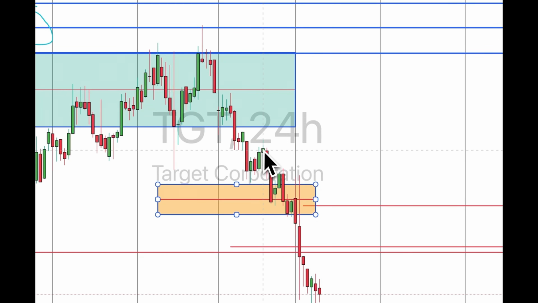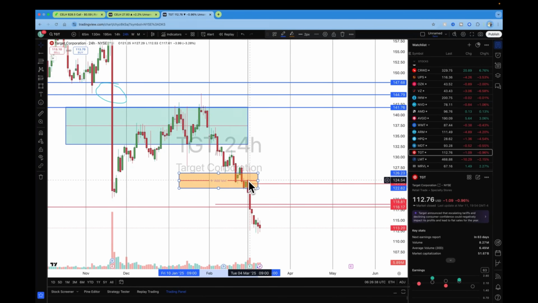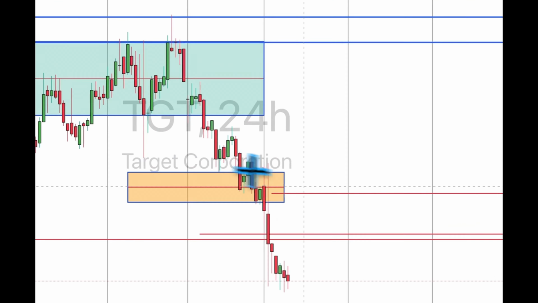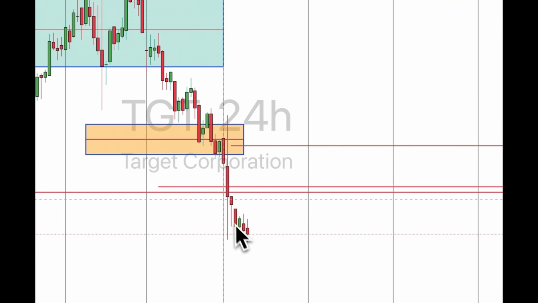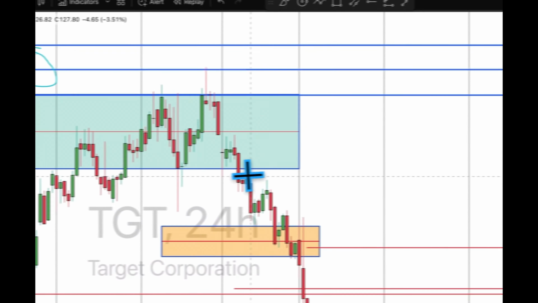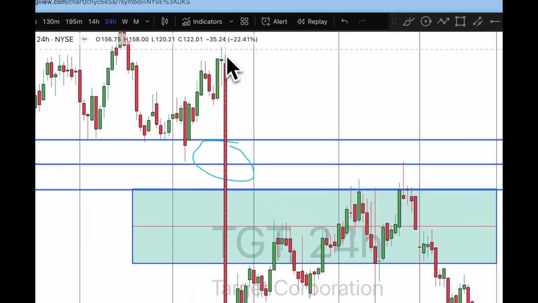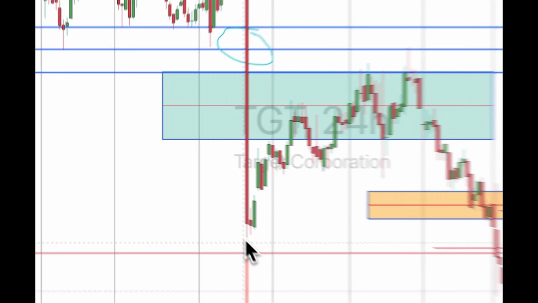See, even this could be a box right here. This is why I drew this little box. Don't make fun of it. Anyways, yeah, it dropped. So whoever got into Target definitely made money, especially if they caught it right here.